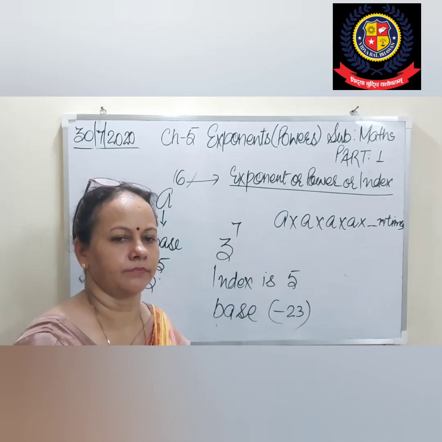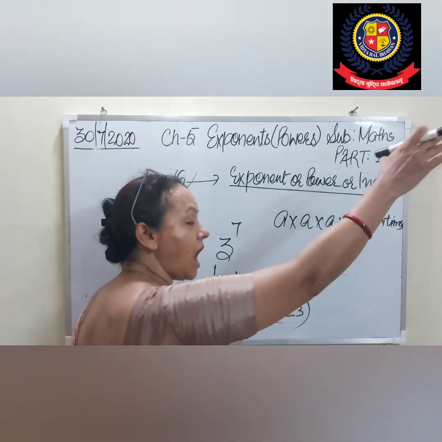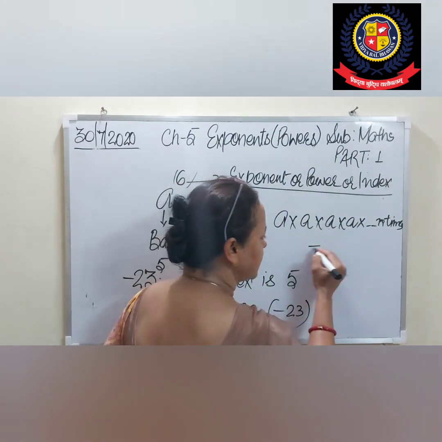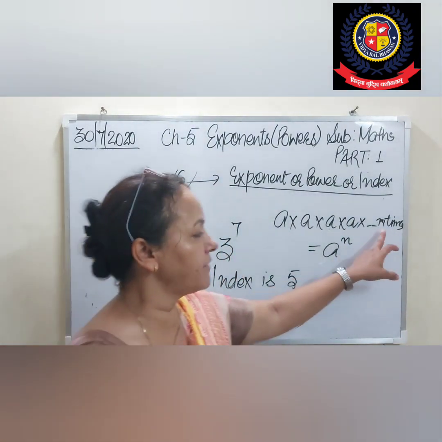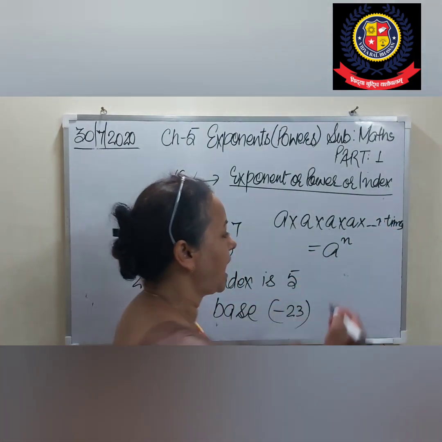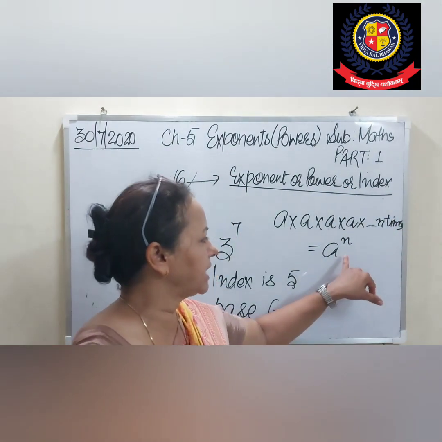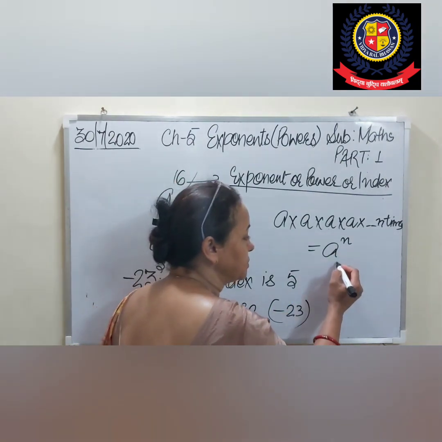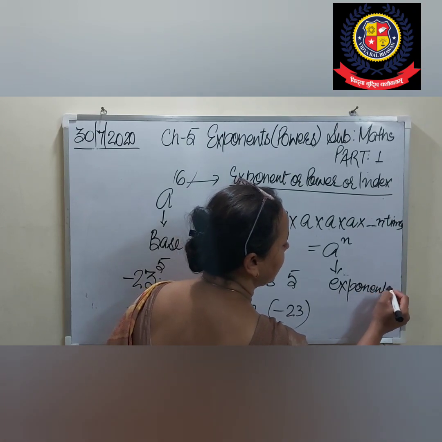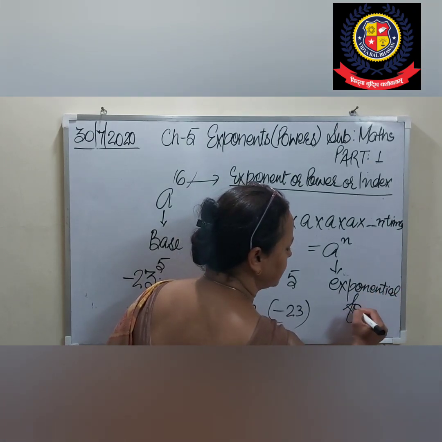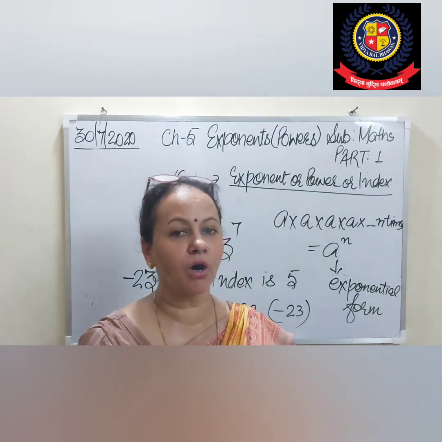Clear, students? If the number is written in this form, a into a into a into a up to n times, can we write this as a to the power n? Because we don't know how many times they are writing. They have written n times, which means indefinitely. So we can say a to the power n is known as the exponential form. Clear, students? I am telling you the basic concepts of exponents.